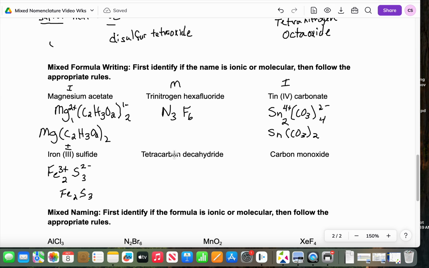Okay, tetracarbon decahydride. The prefixes and nonmetals tell you it's going to be molecular. Tetra means 4, so 4 carbons. Deca means 10. Hydride is hydrogen, C4H10. Carbon monoxide, that's molecular, so you're going to do what the prefixes say: 1 carbon, 1 oxygen.